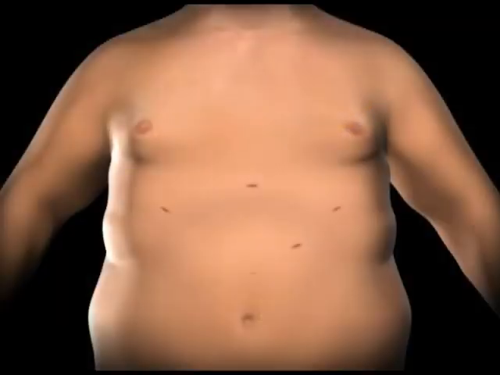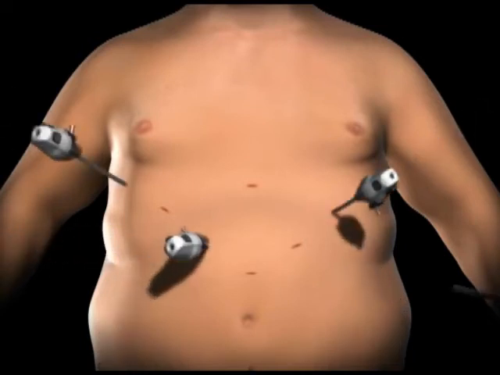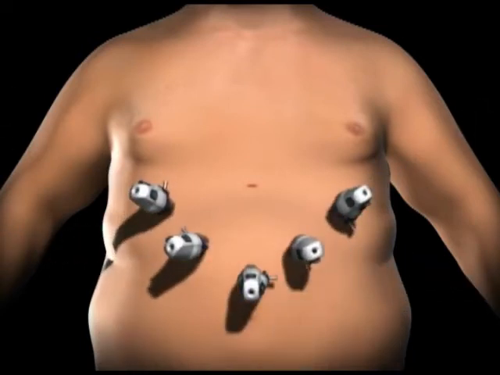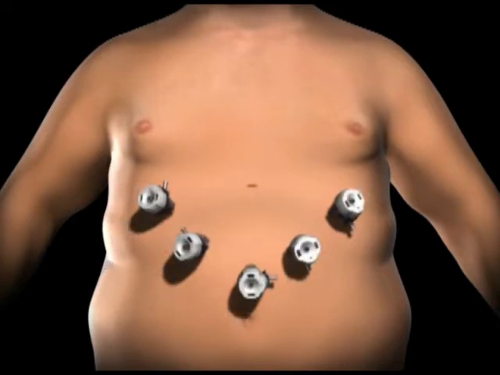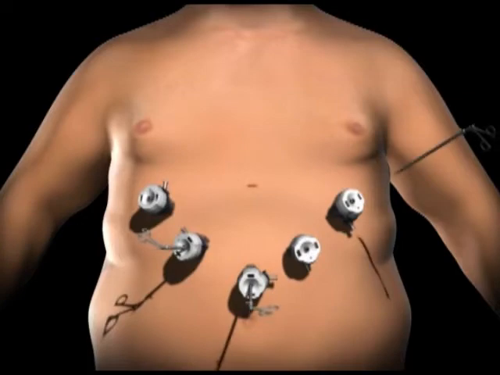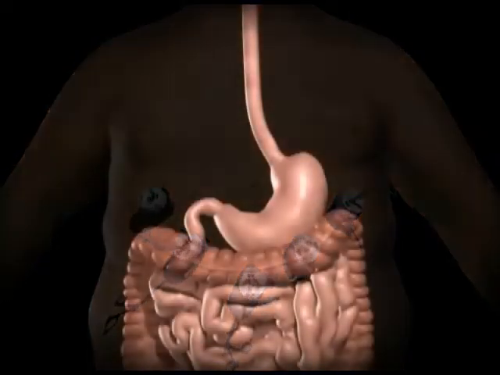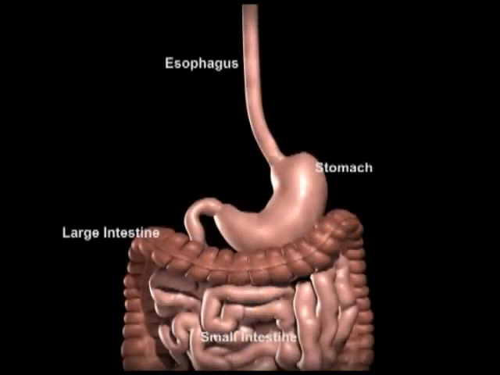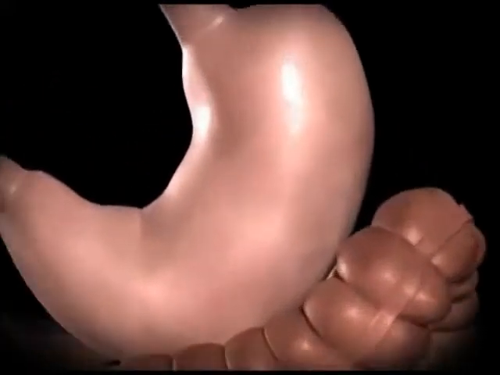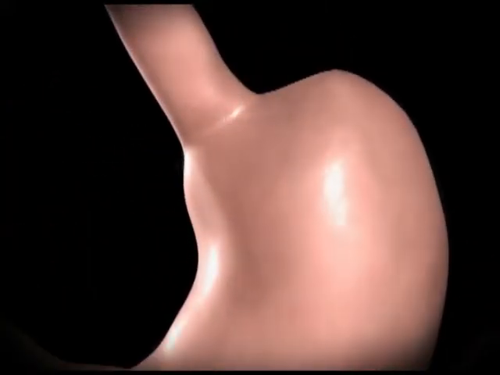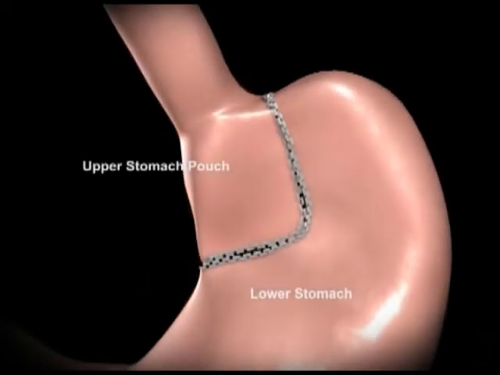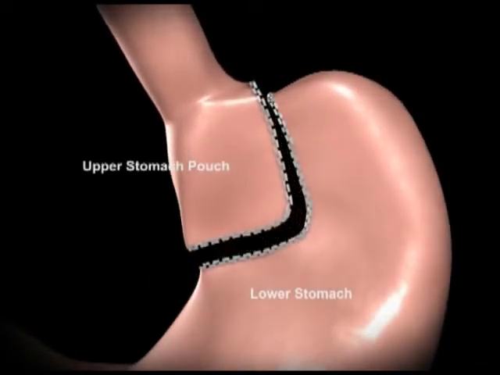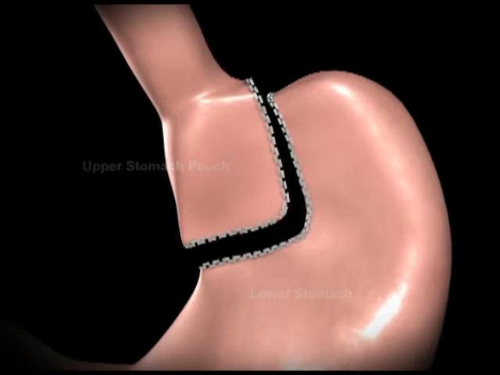To gain access to the abdominal cavity, small incisions are created on the abdomen. Trocars, which serve as passageways for the surgical instruments, are placed into the incisions. The surgeon examines the abdominal cavity using a laparoscope or video camera. A small stomach pouch is created using a stapling device. This smaller stomach pouch restricts the amount of food that can be eaten before feeling full.